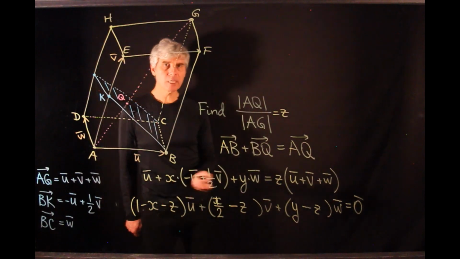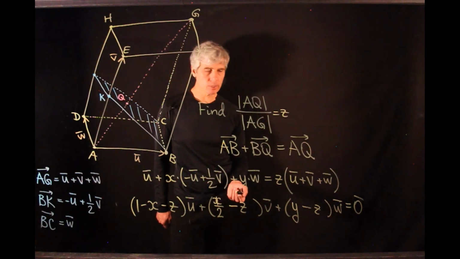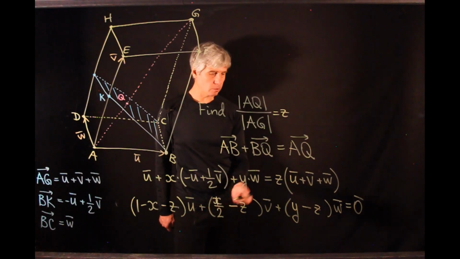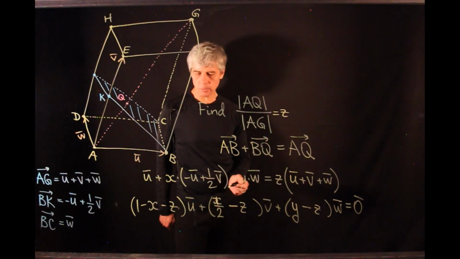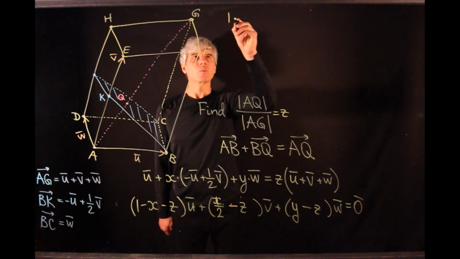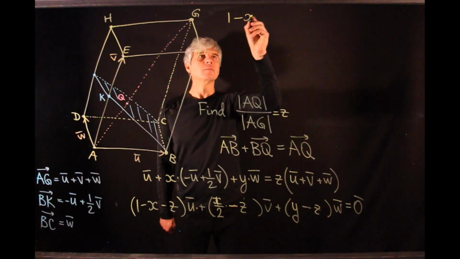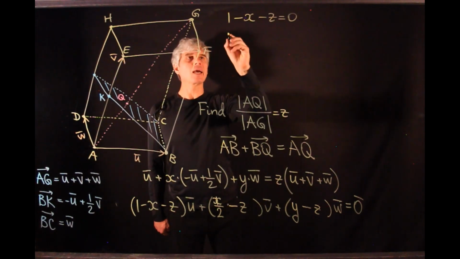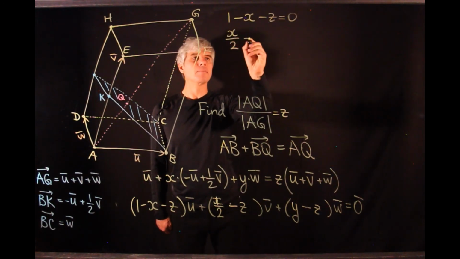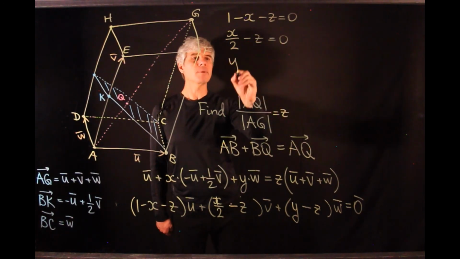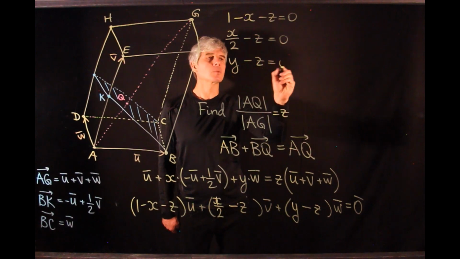If a linear combination of basis vectors is equal to the 0 vector, then all coefficients of this linear combination must be equal to 0. And we get the following system of equations. We get 1 minus x minus z is 0, x over 2 minus z is 0, and y minus z is equal to 0.